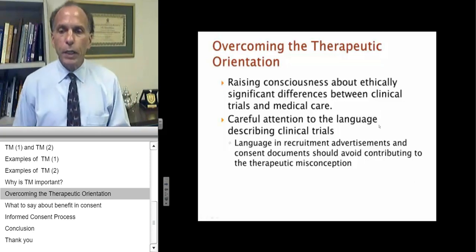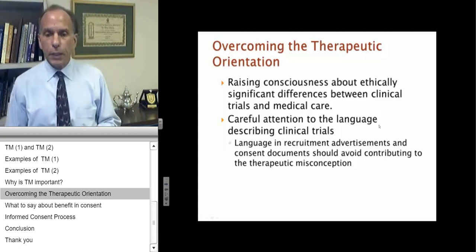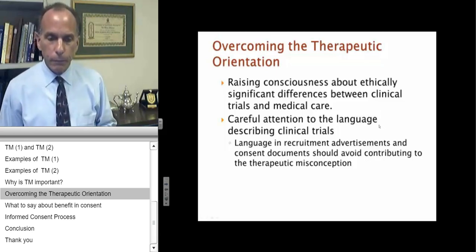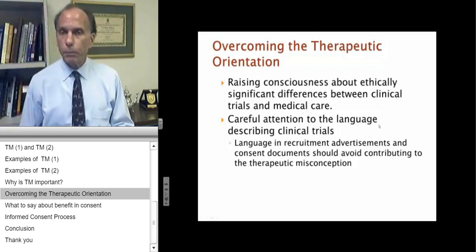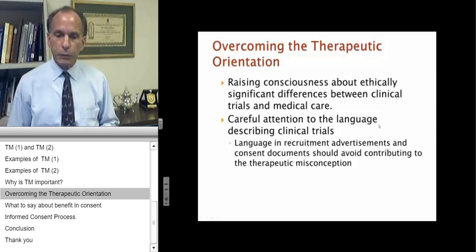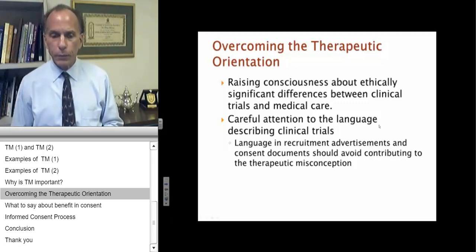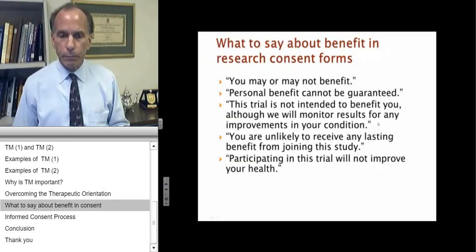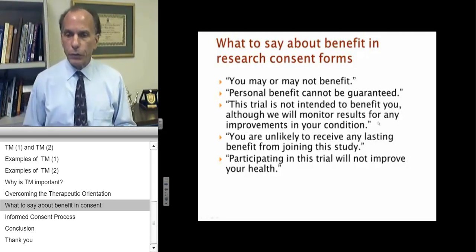So how could we overcome the therapeutic orientation to clinical trials? Well, one, we need to raise consciousness about the ethically significant differences between clinical trials and medical care among our research staff and among the participants whom we recruit to participate in our research studies. And we also have to pay careful attention to the language describing clinical trials. We have to pay attention to the language in recruitment advertisements, and consent documents should avoid contributing to the therapeutic misconception. This slide gives examples of what to say about benefit in research consent forms.